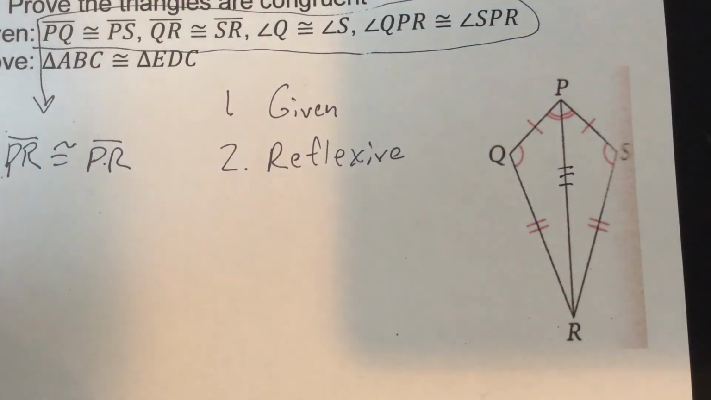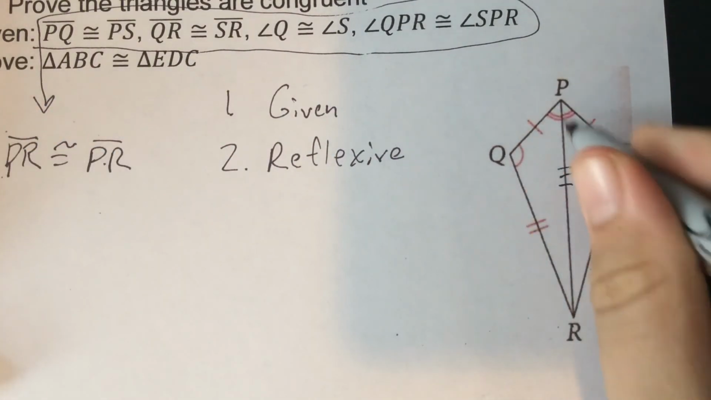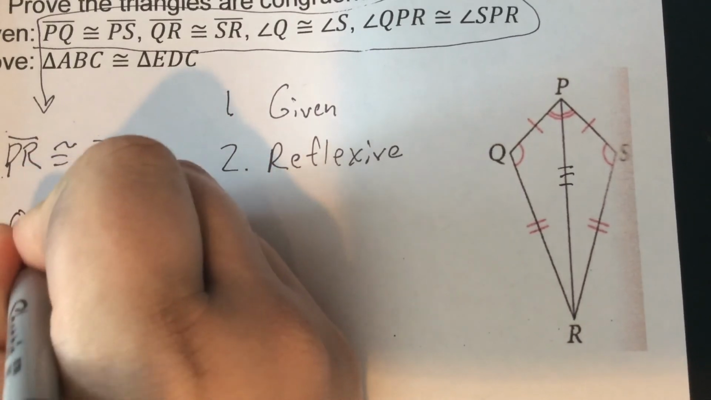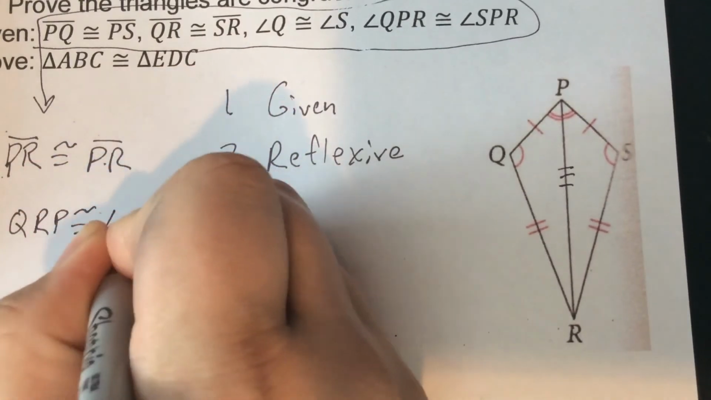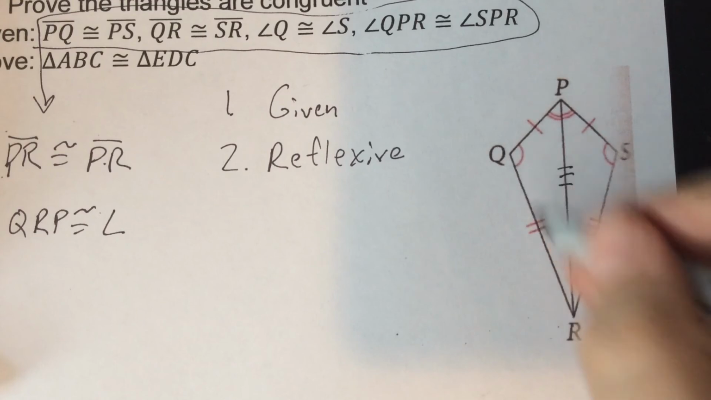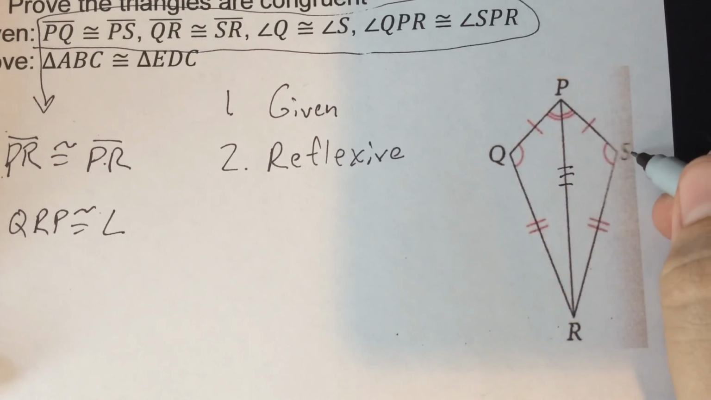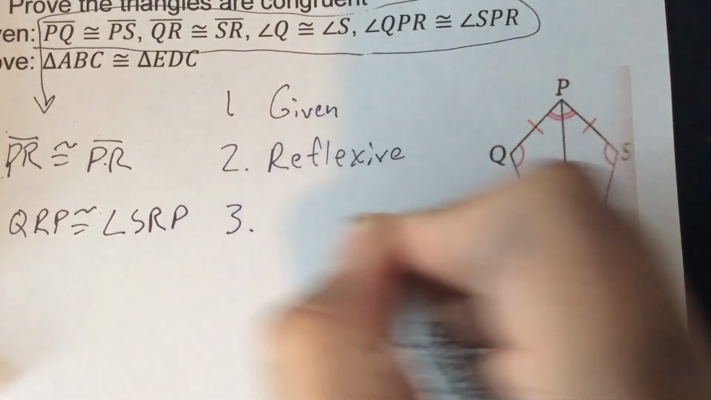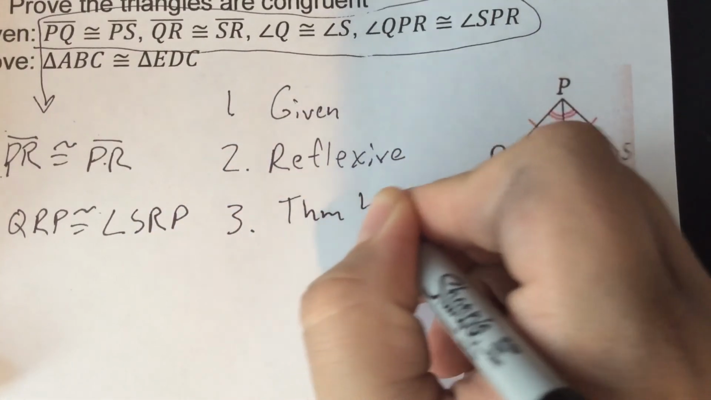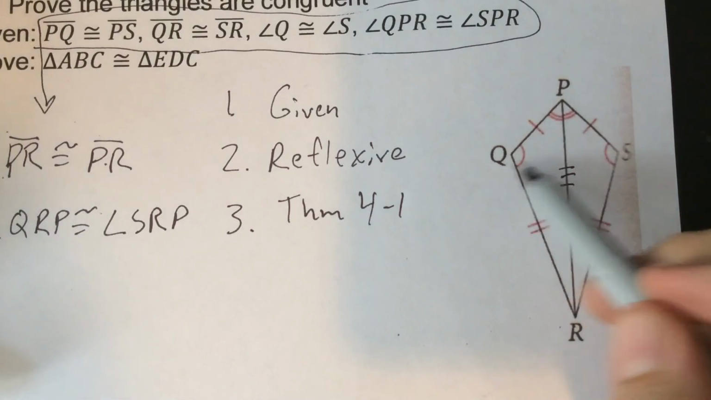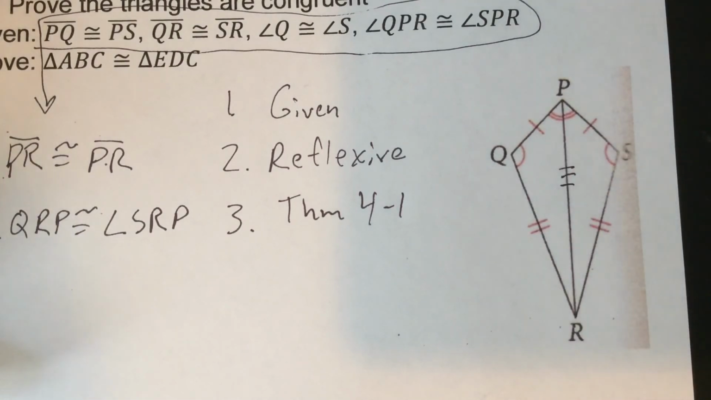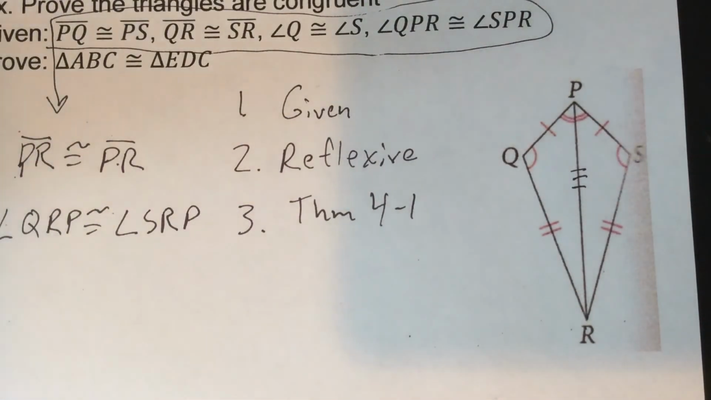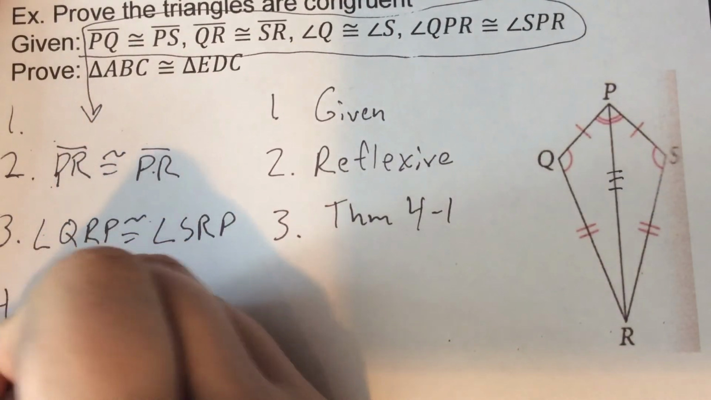So now we need our third angle. And so number 3 is going to be angle QRP is going to be congruent to angle, so we start with Q, went down to R, went to P, so the other side would be SRP. And that's by that theorem 4.1. If we know we have 2 sets of angles that are congruent, the third set is automatically congruent. So now we have our 3 sets of sides, 3 sets of angles. So now we can do our proof.